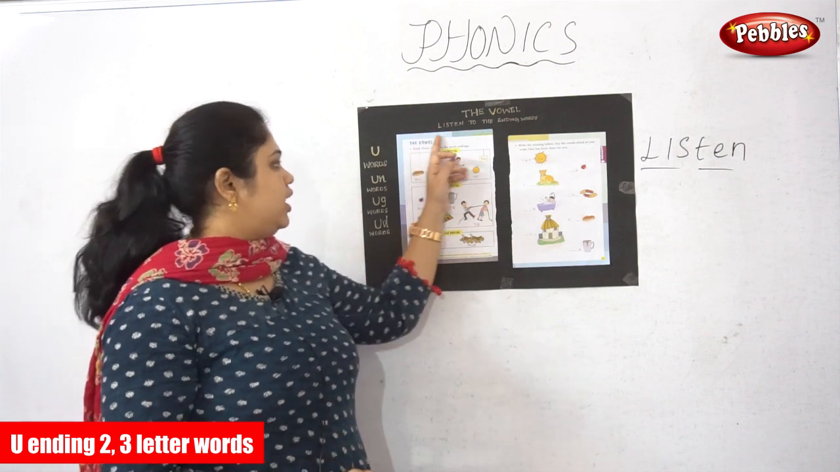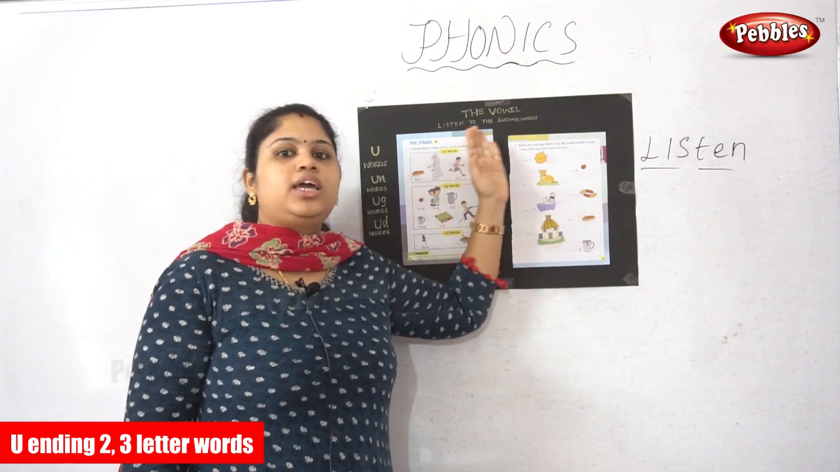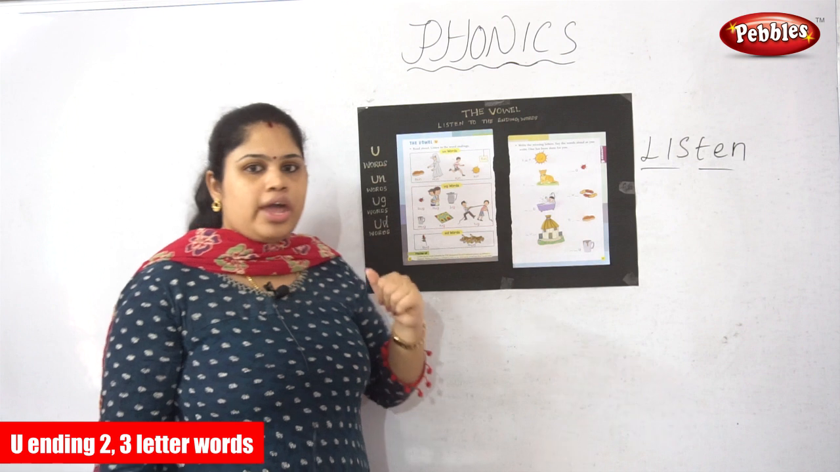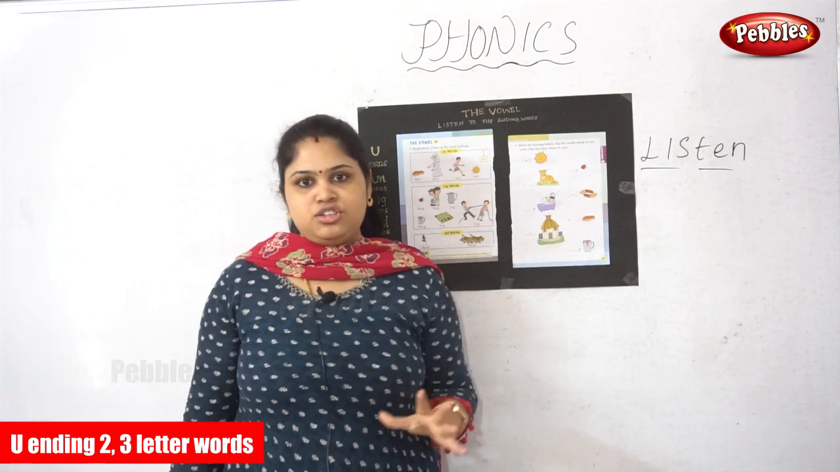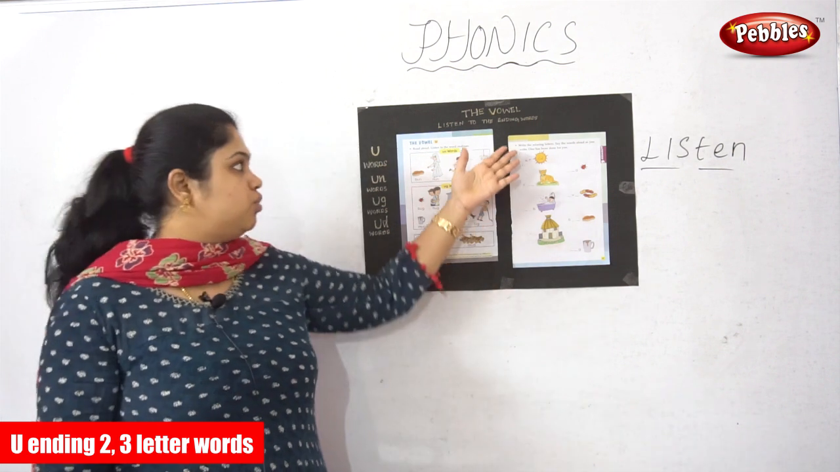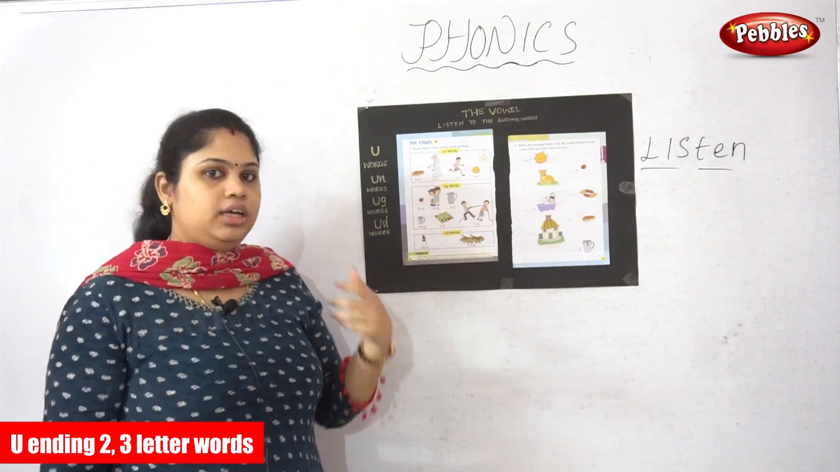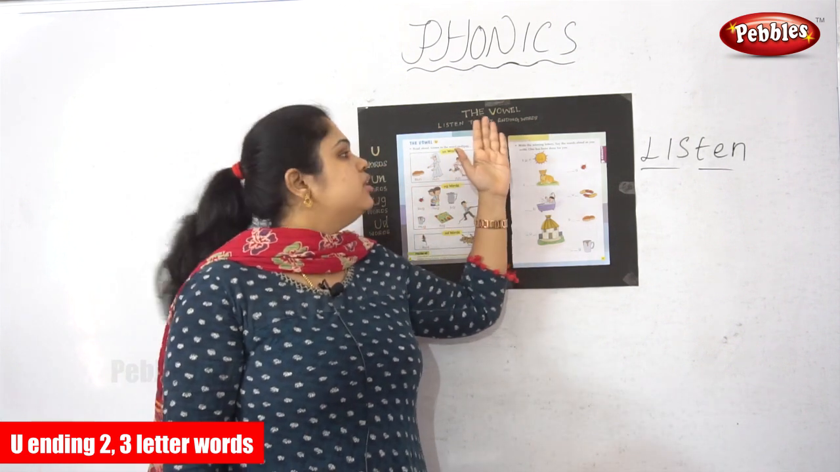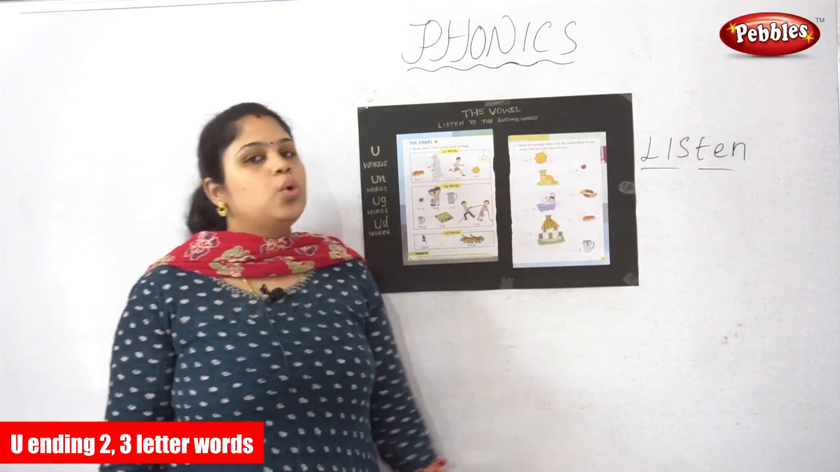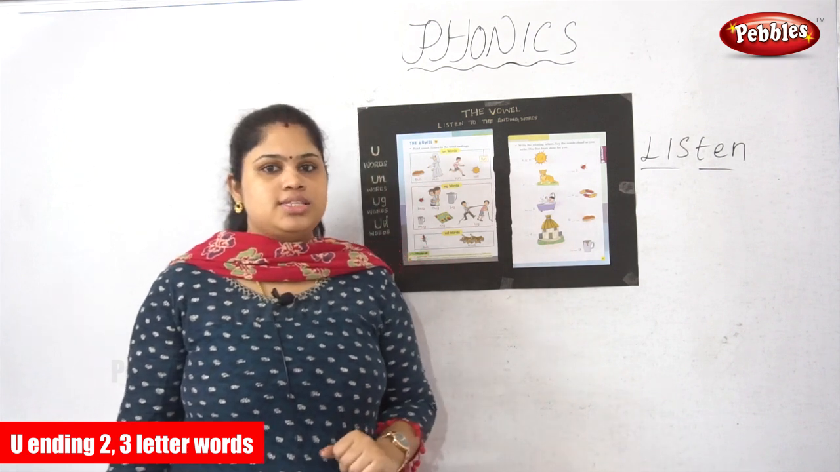L-I-S-T-E-N, listen. T-O, to. T-H-E, the. E-N-D-I-N-G, ending. Any word that ends in ing will have the ing sound. Ending. W-O-R-D-S, it's called words. What is meant by words, children? Yes, more than one letter is called a word.